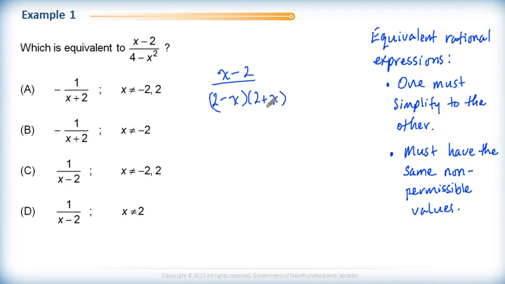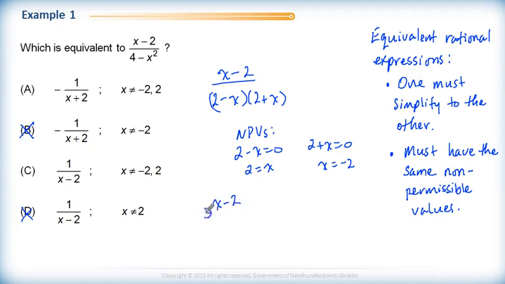Now we find our non-permissible values by setting each factor of the denominator equal to 0. So for non-permissible values, we have 2 minus x equals 0, which gives us 2 equals x, and 2 plus x equals 0, which gives us x equals negative 2. So the non-permissible values are 2 and negative 2. That rules out B and it rules out D. So it's only A or C left.